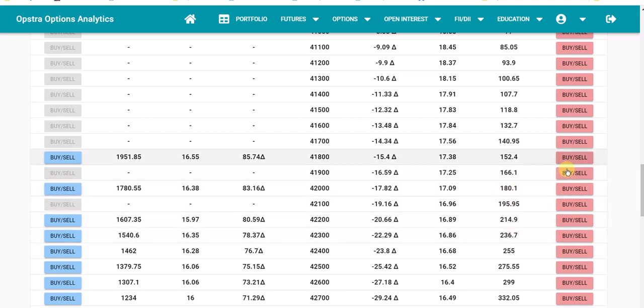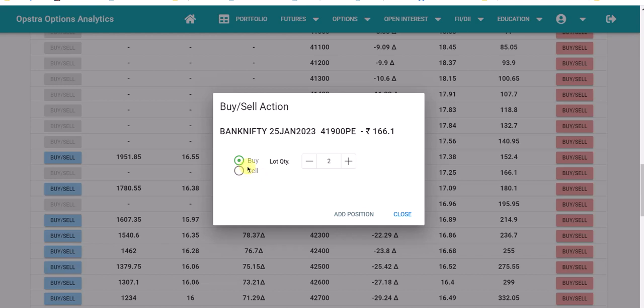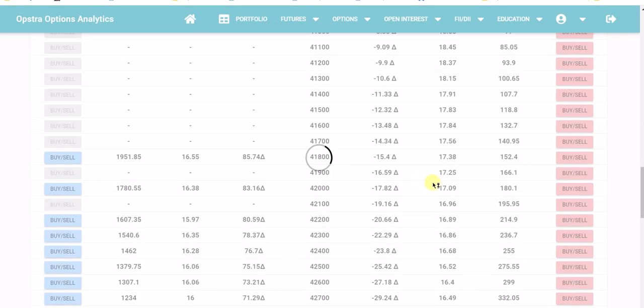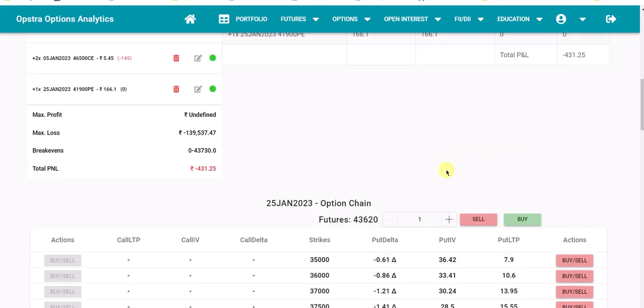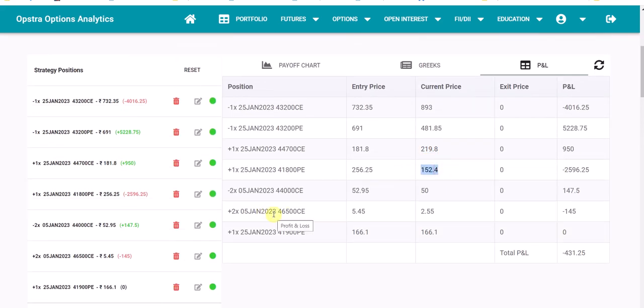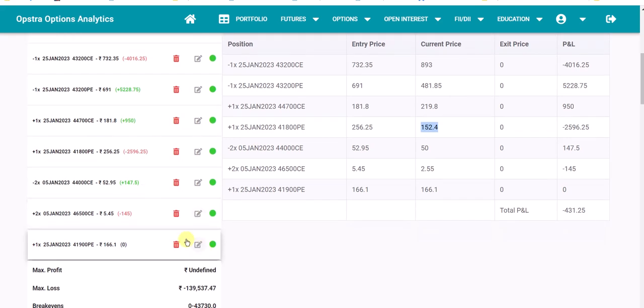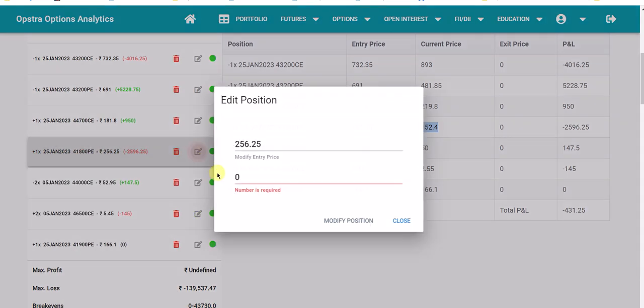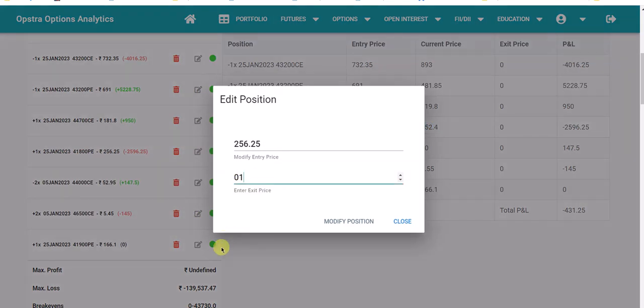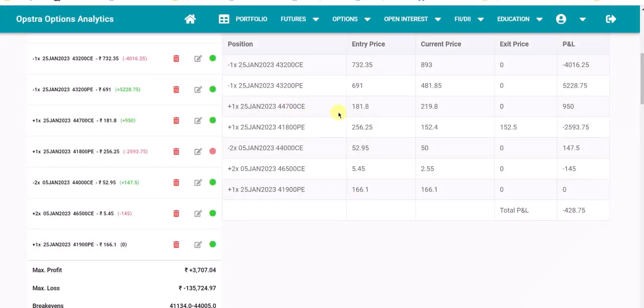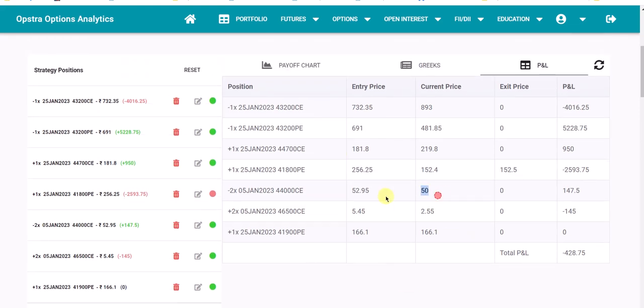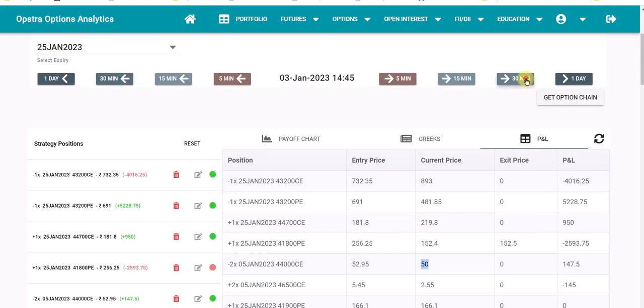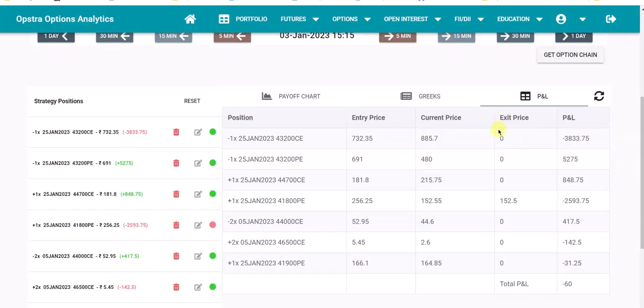And I will not go very close. I will come till this point. This is one lot, and exit this at 152. And there is not much decay as of now. Let's move by 30 minutes.